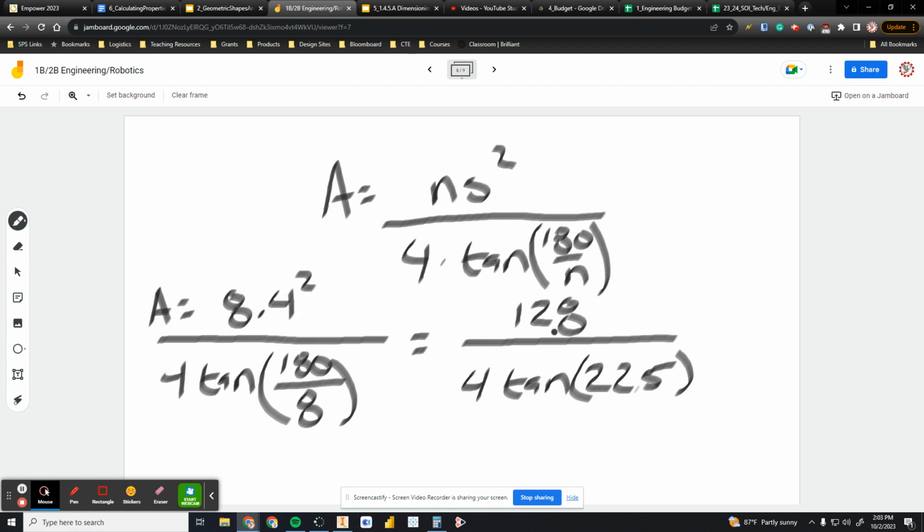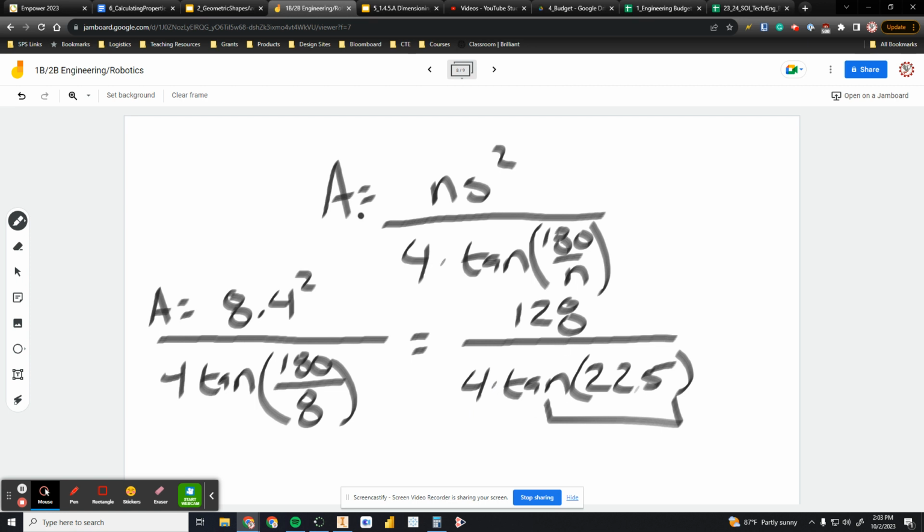So in this case, 8 sides, 4-inch side length. This found it to be 128. Even if you didn't know what you were doing, you could still successfully find at least the numerator, okay? And then get partially through the denominator by taking the 180 and dividing it by 8, and you could end up with 128 divided by 4 times the tangent of 22.5, okay? You would want to do this first, and then multiply this answer times your 4.